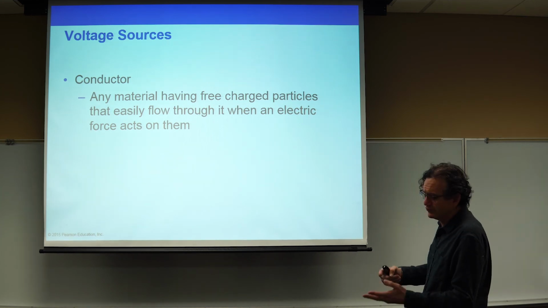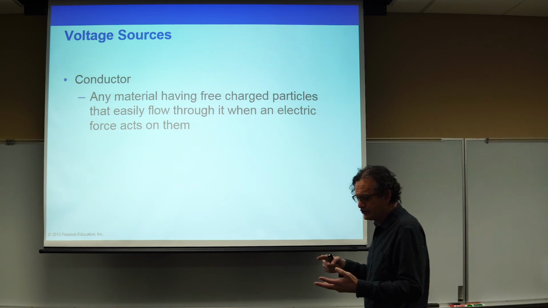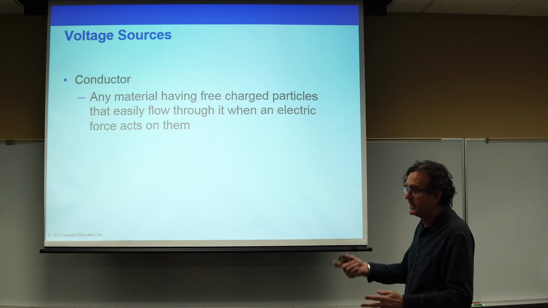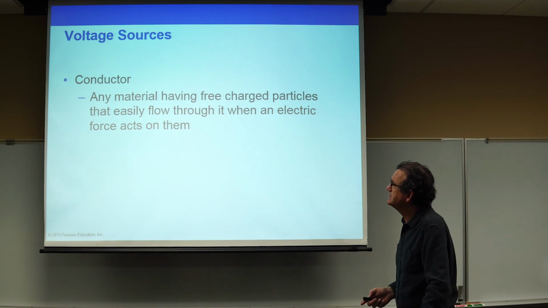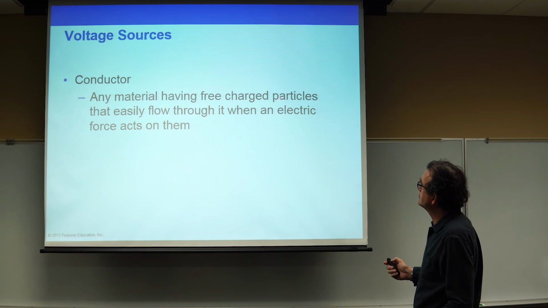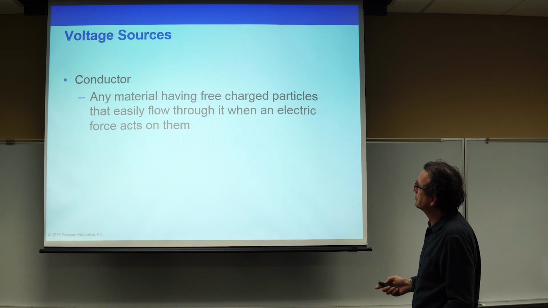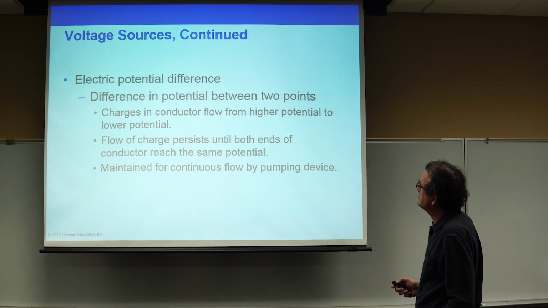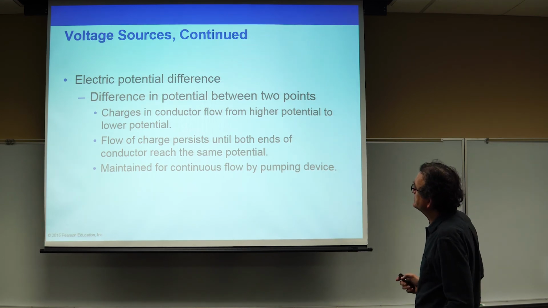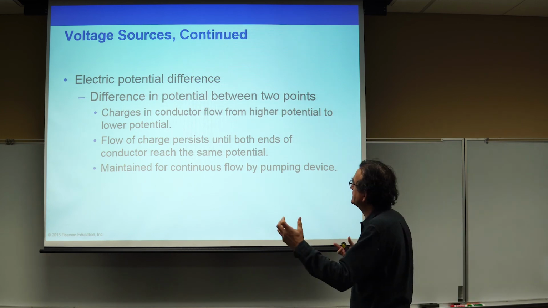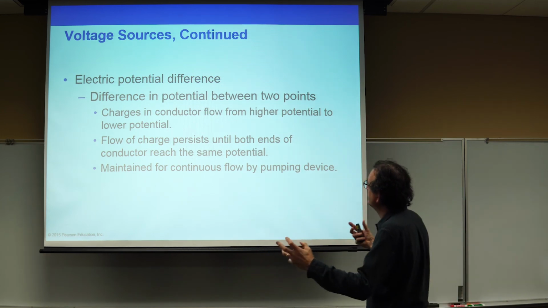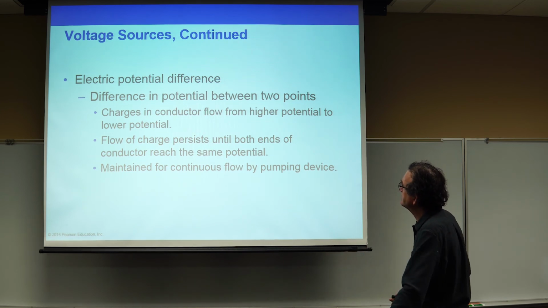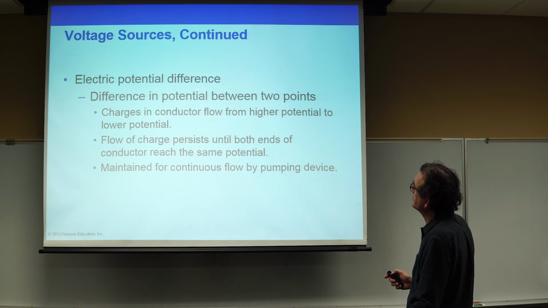This is true for the ones we mentioned, which are copper, aluminum, silver, gold, cobalt, nickel. Many of the metals that we typically use have free charged electrons that flow through it when electric force is acting. Electric potential difference. It's a difference in potential between 2 points, one of which has an excess of positive charge, and the other point has an excess of negative charge.